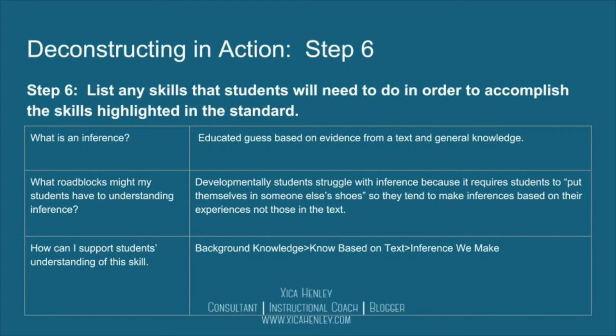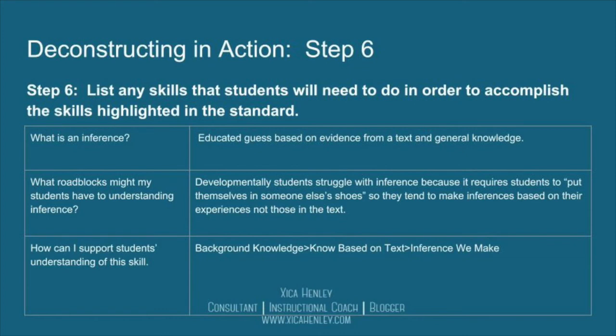So what I would like you to do is to identify the skill that you feel your students will need the most support with. And I want you to answer this question. What is this skill? What does this skill really mean? What is this skill really requiring my students to do? Then ask yourself, what roadblocks might my students have in understanding this particular skill? Finally, you need to ask yourself, how do I support my students with understanding this skill?